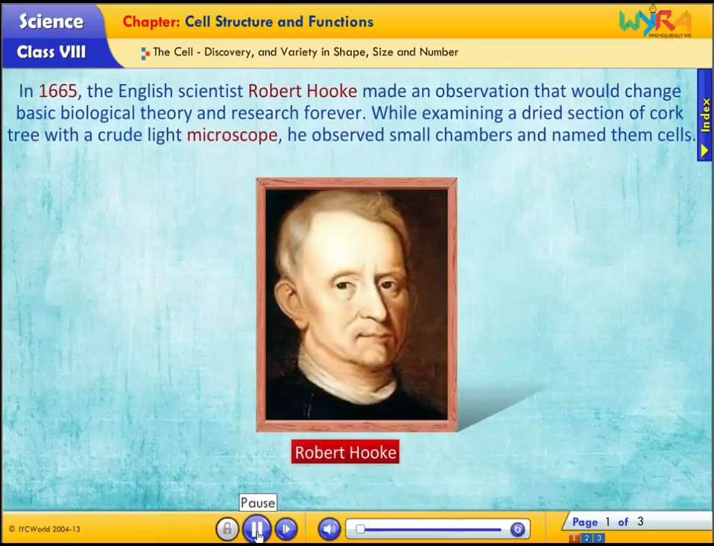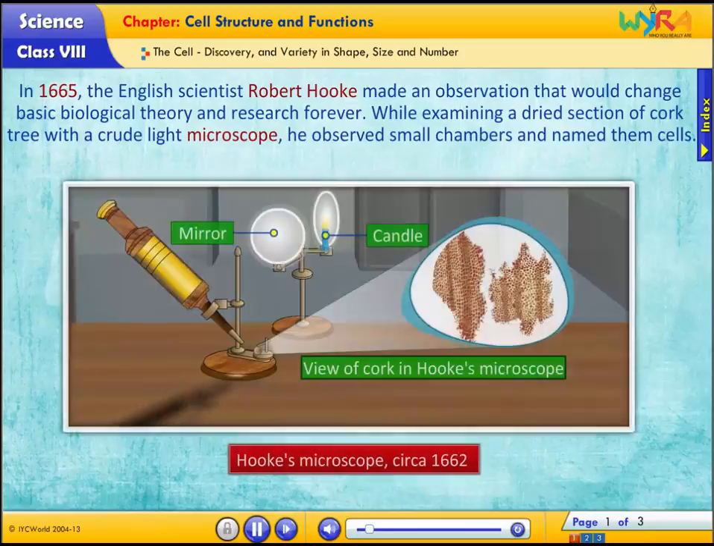In 1665, the English scientist Robert Hooke made an observation that would change basic biological theory and research forever. While examining a dried section of cork tree with a crude light microscope, he observed small chambers and named them cells.